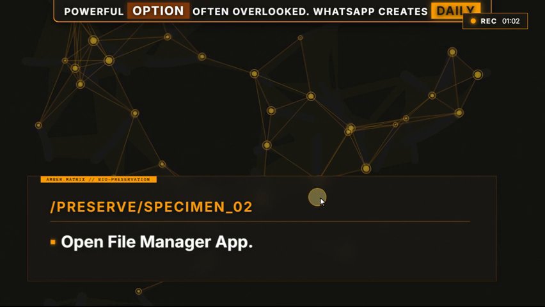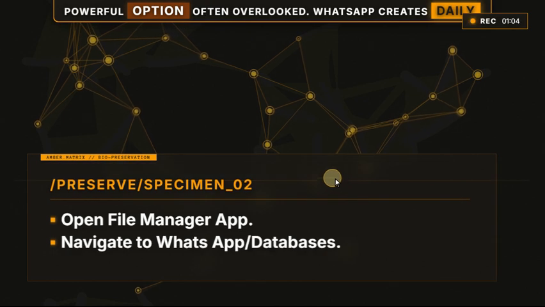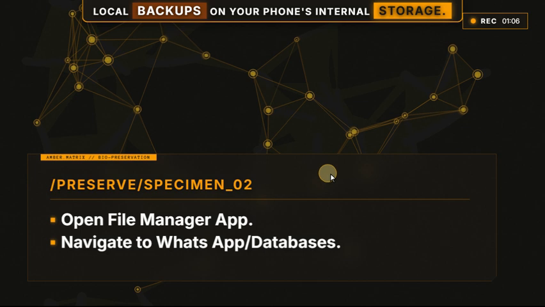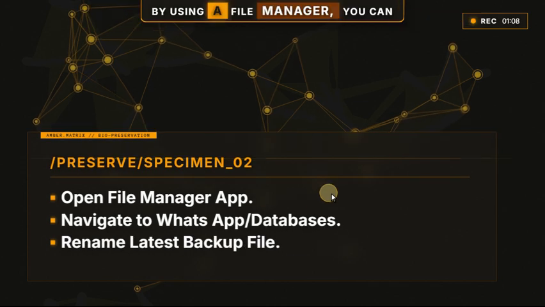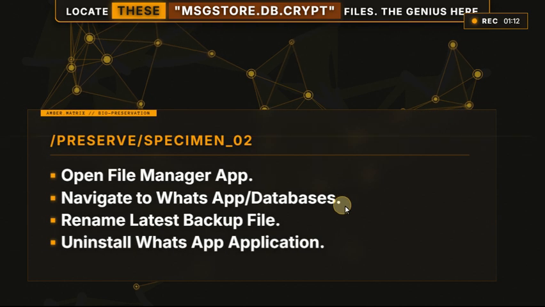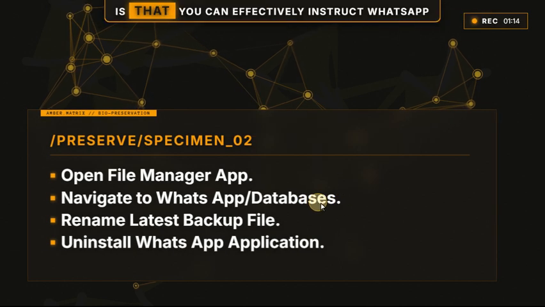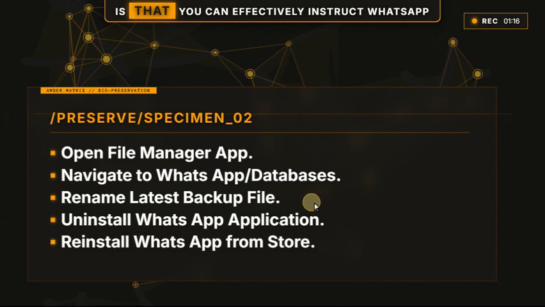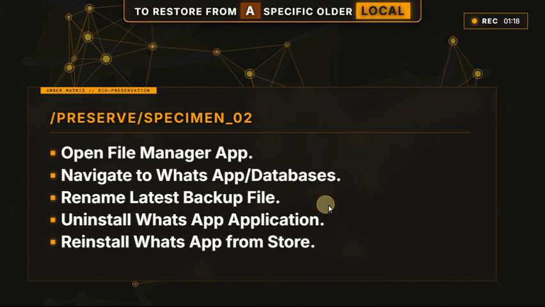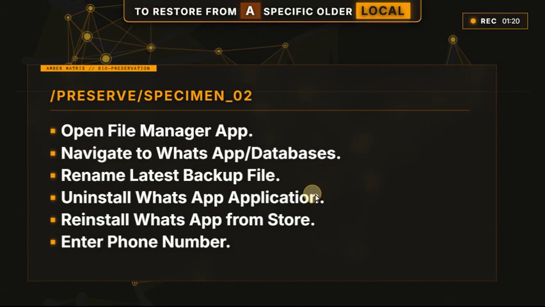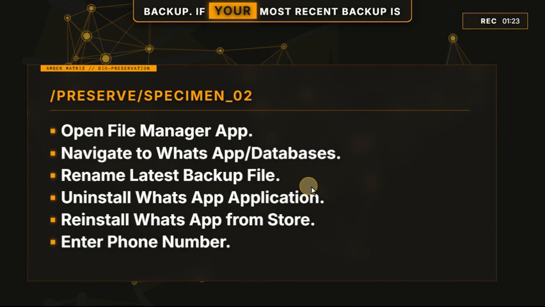Next, we explore local backups, a powerful option often overlooked. WhatsApp creates daily local backups on your phone's internal storage. By using a file manager, you can locate these msgstore DB crypt files. The genius here is that you can effectively instruct WhatsApp to restore from a specific older local backup.